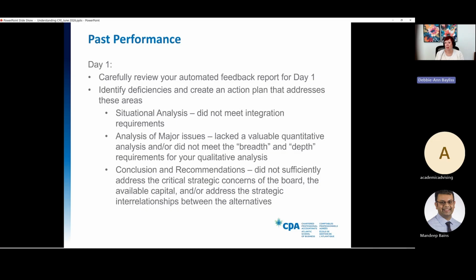Did you miss the breadth requirement? That relates back to your reading and creating that outline. You didn't extract enough relevant case facts. Did you miss the depth requirement? That's all about answering that question: so what? When it came to your conclusion and recommendations, did you address the strategic concerns of the board? What are those overarching issues, if they exist? Did you make sure that your recommendations considered and solved those issues?